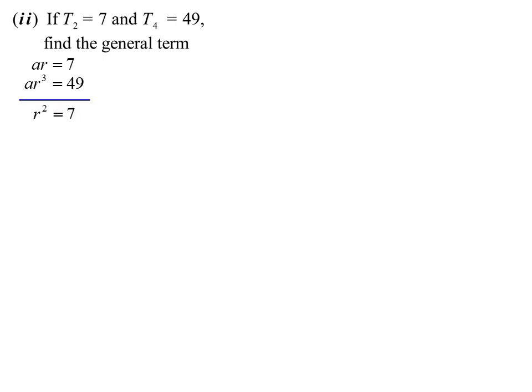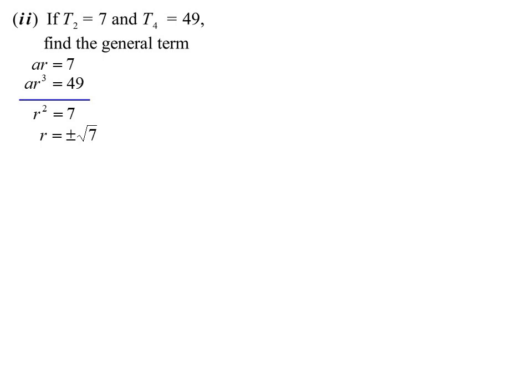So R squared, I'm dividing the bottom one by the top one here. R squared would be 49 divided by 7. R squared is 7. But that brings up an interesting problem. Is the ratio plus the square root of 7 or minus the square root of 7? Because that's the thing with a geometric one. The pattern could go plus, minus, plus, minus. You've still got a common ratio, it's just that it's a negative number. Well, I can't tell unless they give me more information.